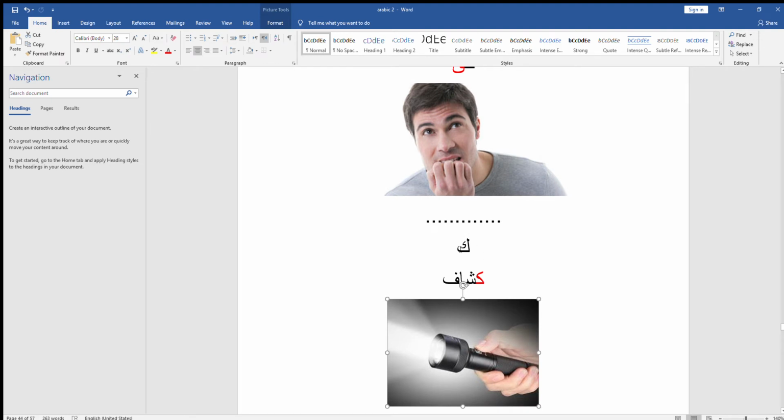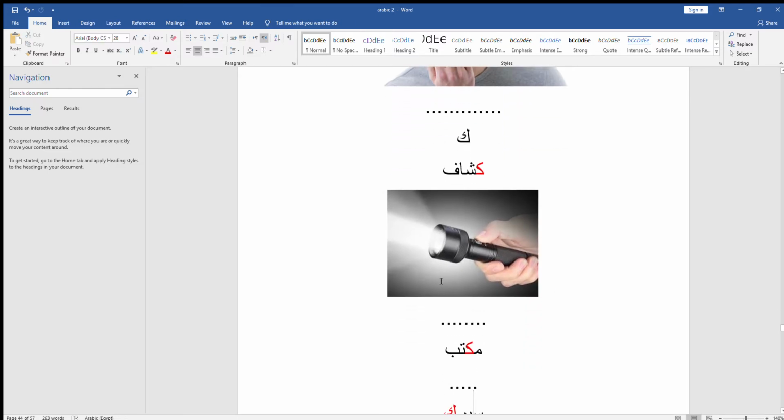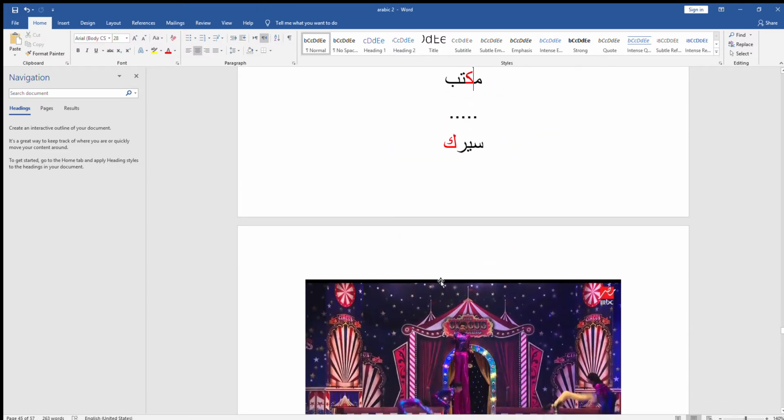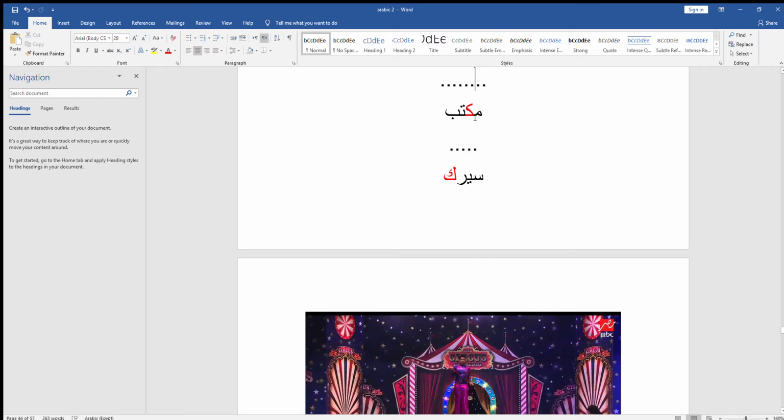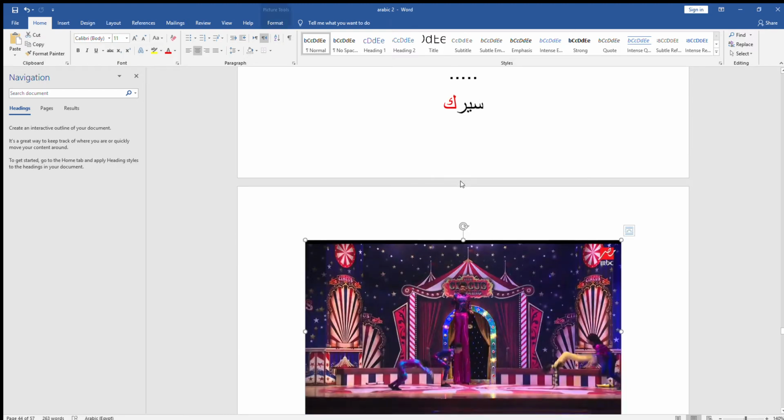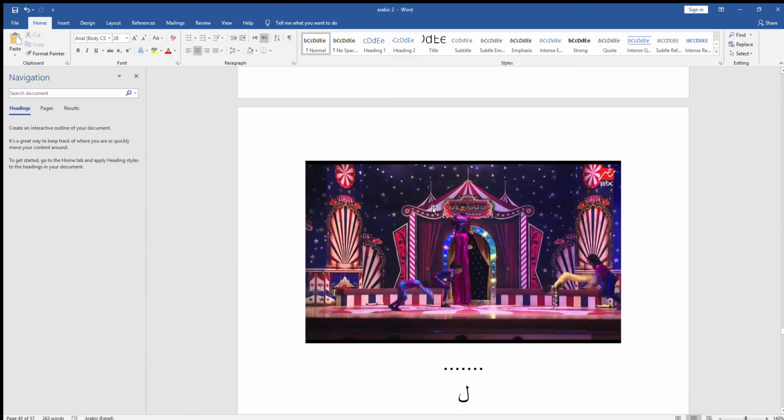تمام. كاف at the beginning of word كشاف. This is كشاف. كاف between two letters like مكتب. You mentioned it before. كاف at the end of word like سرك. سرك is not attached to ra because ra cannot be attached to letters that come after it. Okay, this is سرك.